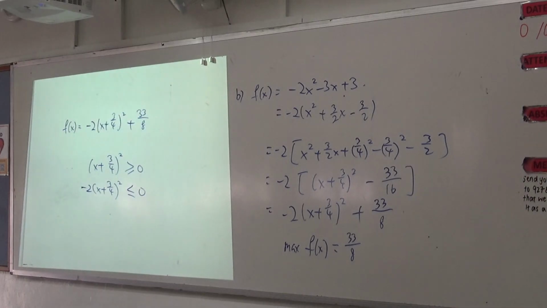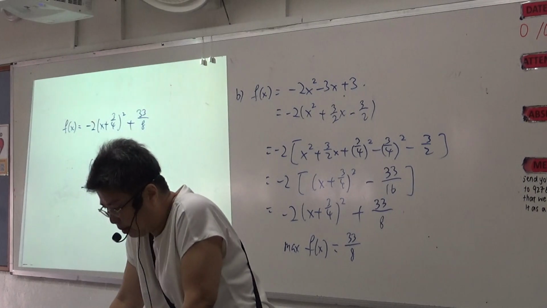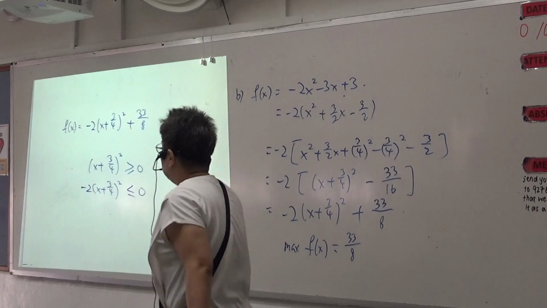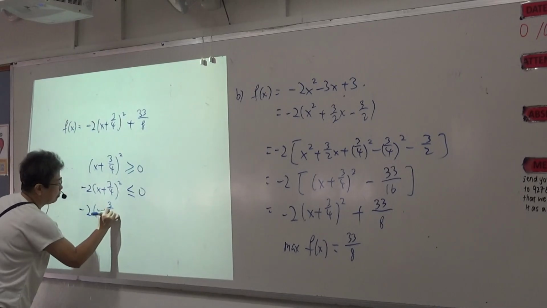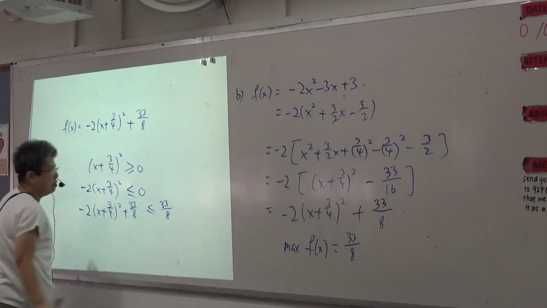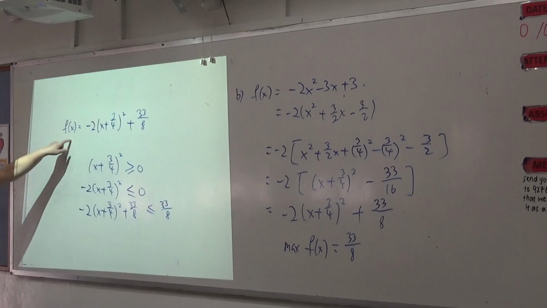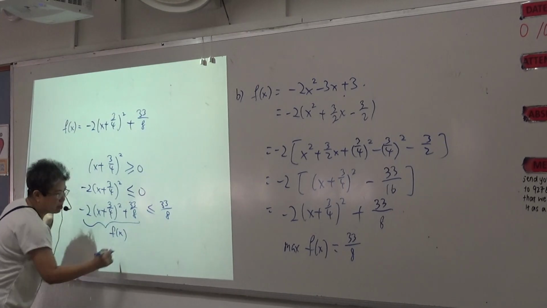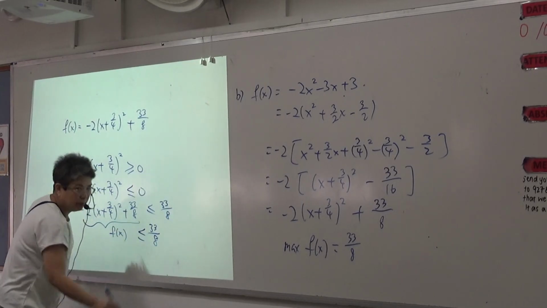Anything else that you want to see? Is this okay? I've already done it. Now, then another one to add is this one. Can you see I add to both sides? Correct. Can you see this one is this one already? Do you agree that this is f(x) already? It must be less than or equal to 33 over 8.